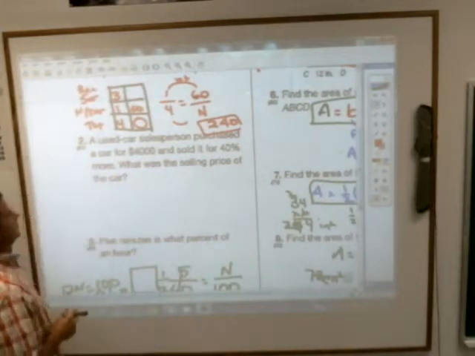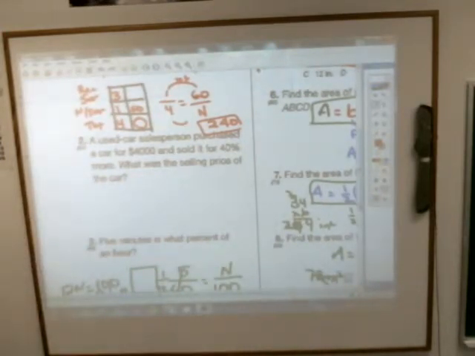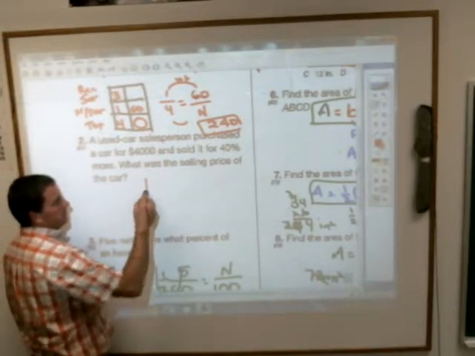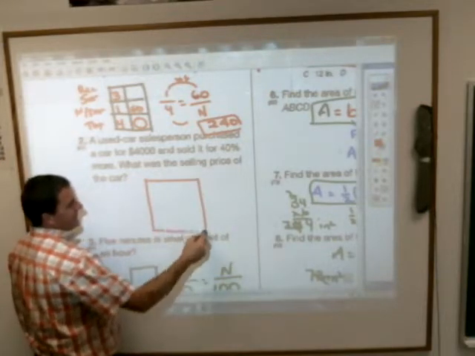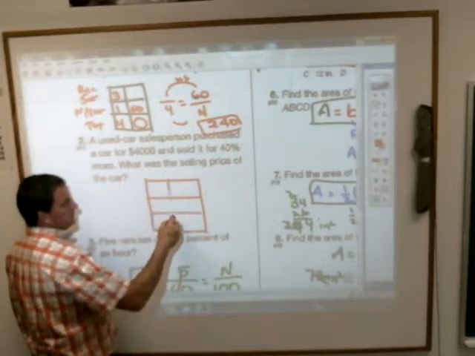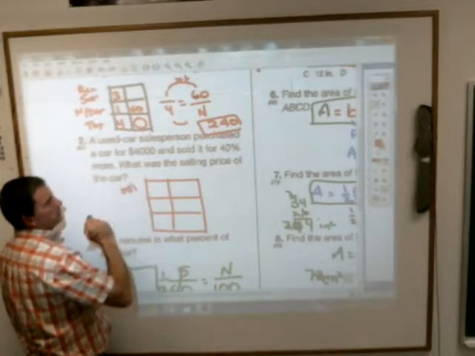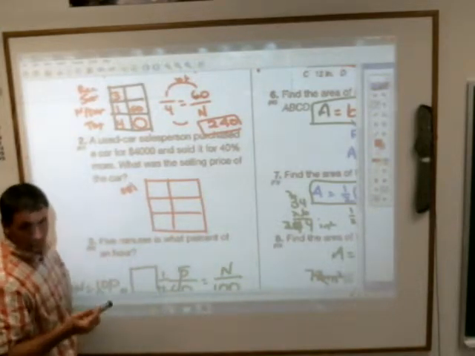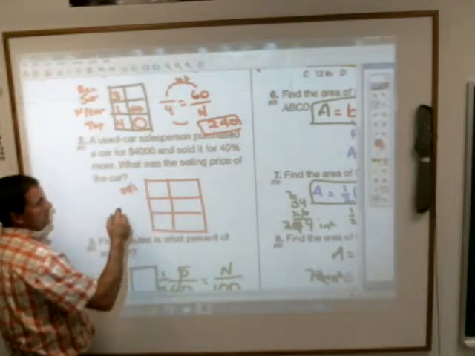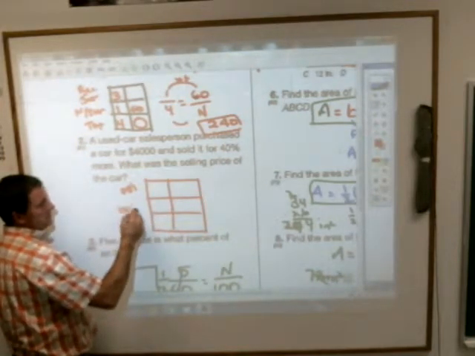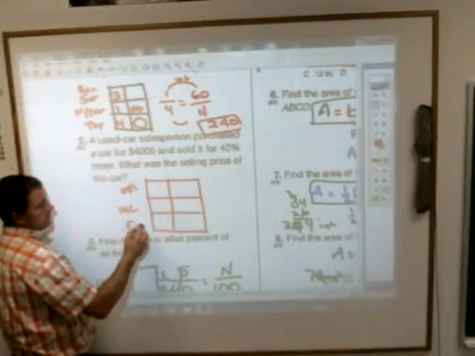A used car salesman purchased the car for $4,000 and sold it for 40% more. What was the selling price of the car? Well, Sage, the first thing we have to understand is what type of problem is this? If the guy sold it for 40% more, how am I going to set that up? I'm going to do my percent things here. I have my original price, right? And what am I doing to that original price? I am adding to it, correct? He sold it for 40% more. So this is an increase. And then is your final price.